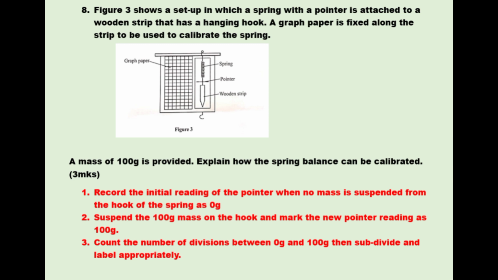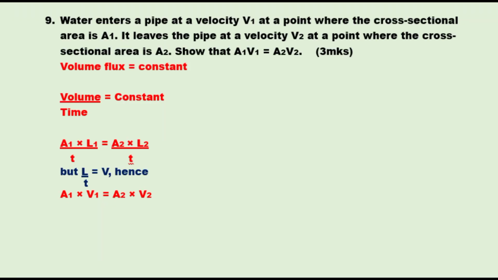Let's go to question 9. Water enters a pipe at a velocity v1 at a point where the cross-sectional area is a1. It leaves the pipe at a velocity v2 at a point where the cross-sectional area is a2. Show that a1 v1 equals a2 v2. We have area 1 velocity 1 and we have area 2 velocity 2.